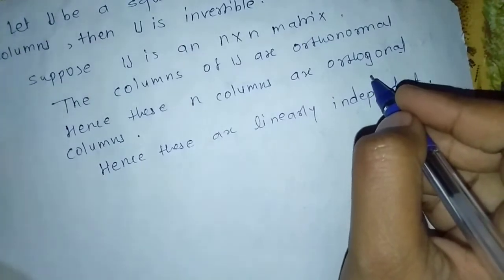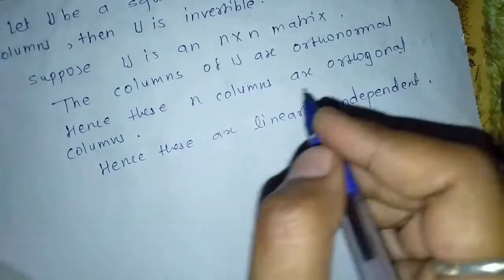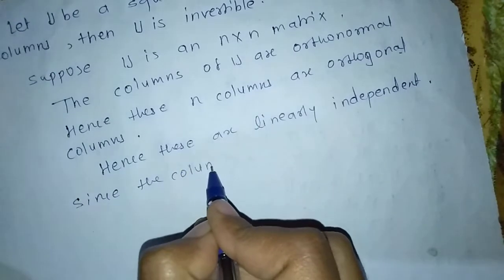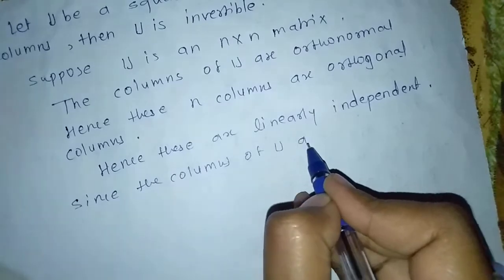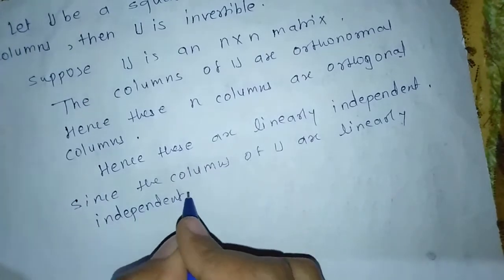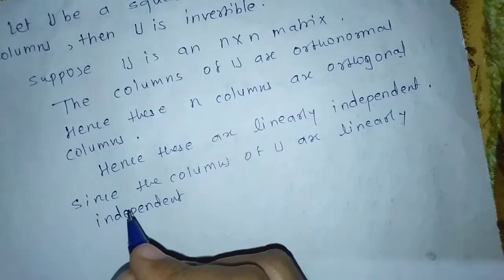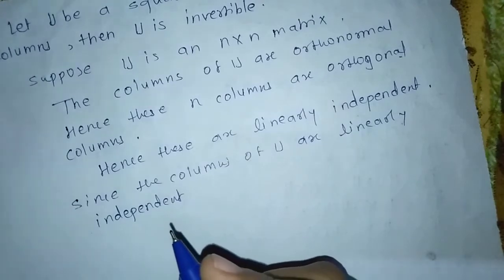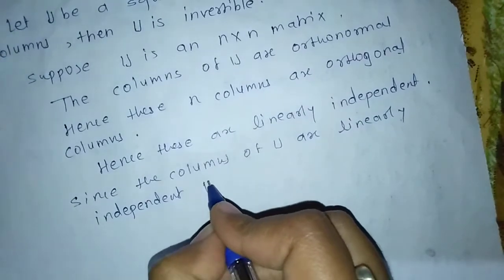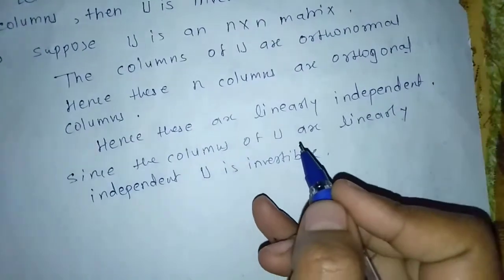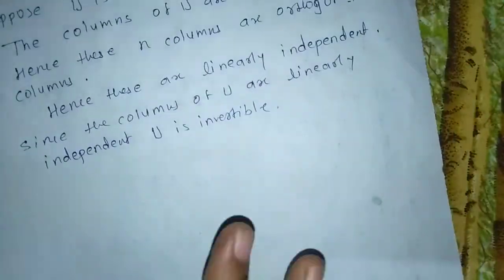Since the columns of U are linearly independent, U is invertible. If the columns are linearly independent, the determinant of that square matrix is not equal to 0. That's why this is an invertible matrix. Linearly independent, so U is invertible. Here the statement of this example is proved.